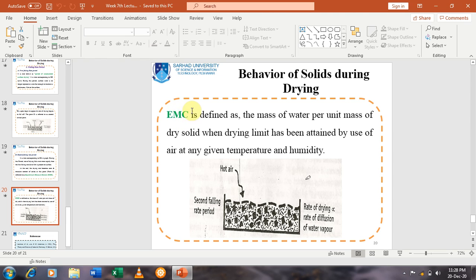EMC is the abbreviation of equilibrium moisture content, that is defined as the mass of water per unit mass of dry solid when the drying limit has been attained by use of air at any given temperature and humidity. You can see that the rate of drying is directly proportional to the rate of diffusion of water vapor.